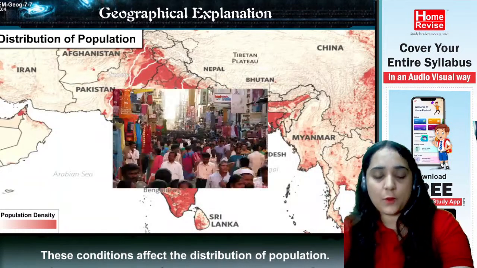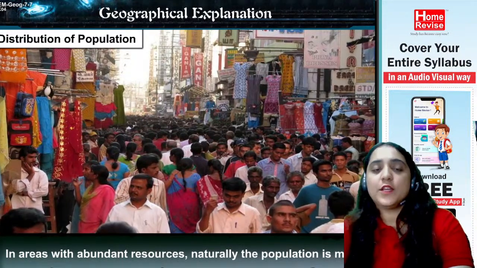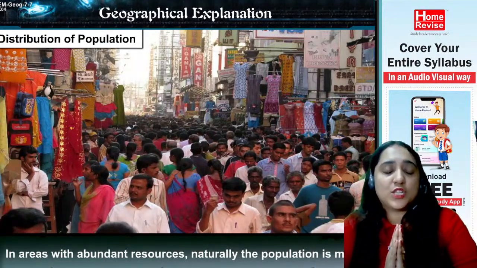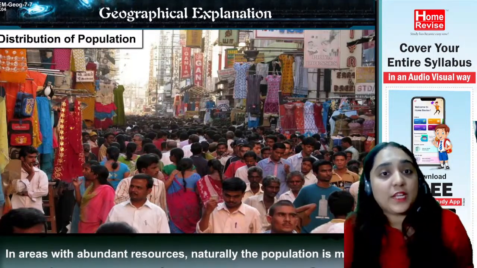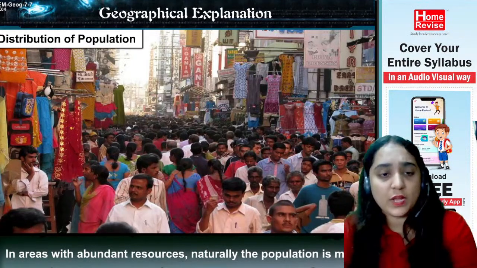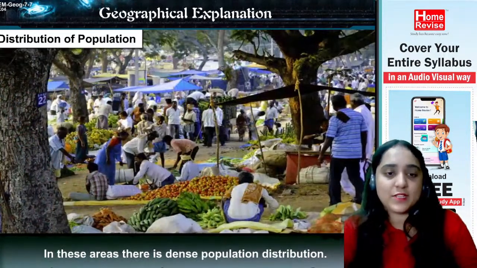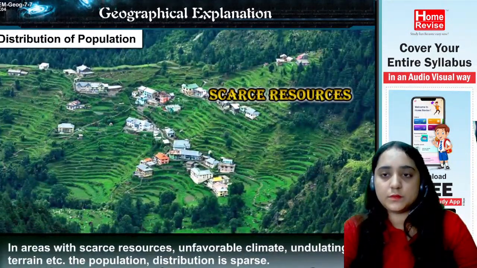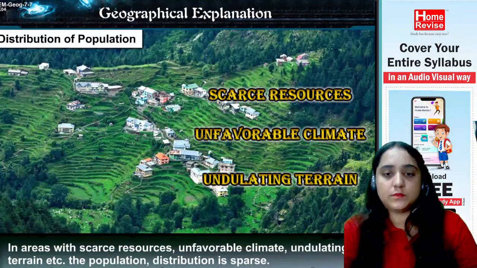Okay. Now, in areas with abundant resources, naturally the population is more. Fine. So if you have a large amount of resources, like for example, if you have a large market, a large vegetable market, a large fruit market and everything, that means the population in that area is also very large. So in areas जहाँ पे आपको बहुत ज़्यादा resources है, वहाँ पे population भी more होगा. In these areas, there is dense population distribution. In areas with scarce resources, unfavorable climate, undulating terrain, etc., the population distribution is sparse.